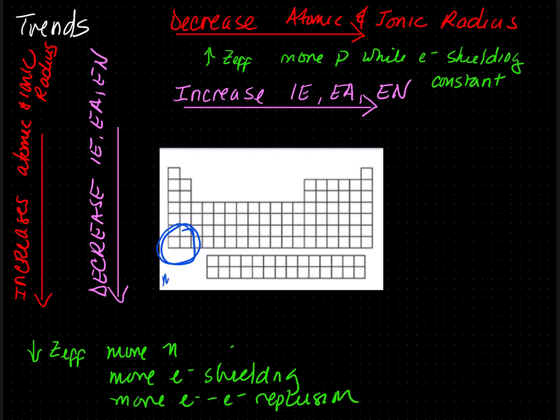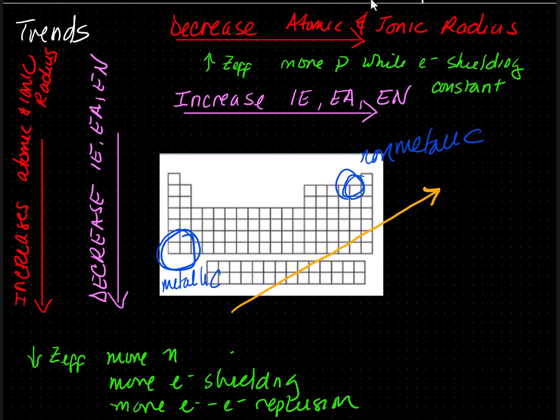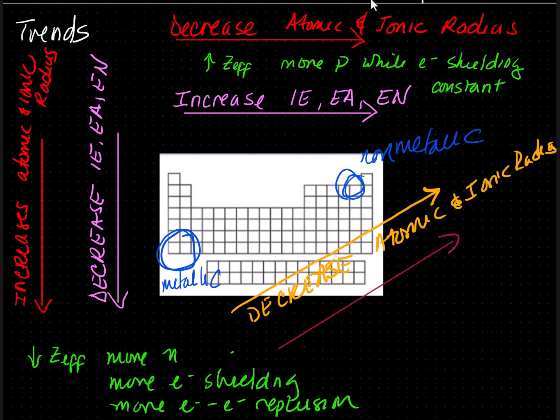This is the most metallic, and here is the most non-metallic. Diagonally, there is going to be a decrease of atomic and ionic radii, and an increase in the other three trends: ionization energy, electron affinity, and electronegativity. Again, for this test, you need to note the general trends and the exceptions that are discussed in class or in this video. We are not doing all the exceptions.